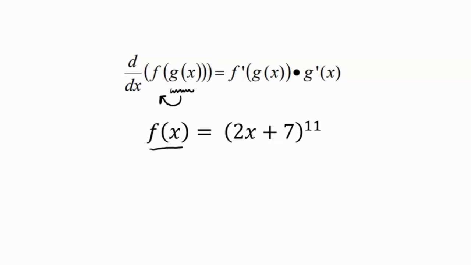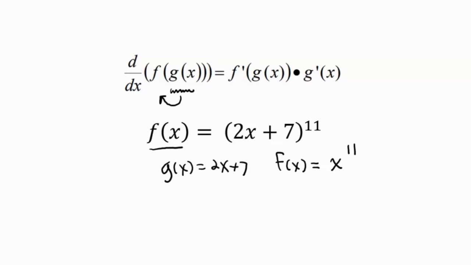All right, so let's first identify the inner function. What looks like it's going inside of something else? Well, I see the 2x plus 7. So my g of x, I'm going to assign equal to 2x plus 7. And what's happening with my outer function? So my outer function is f of x, and it's some inner function, g of x, raised to the 11th power. So I'm just going to call this x raised to the 11th power.